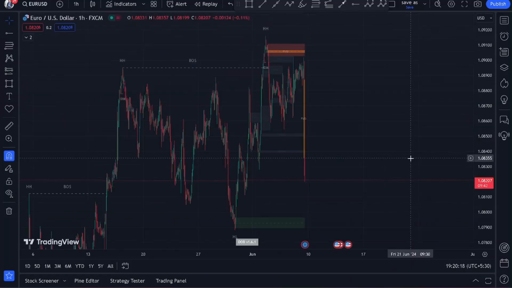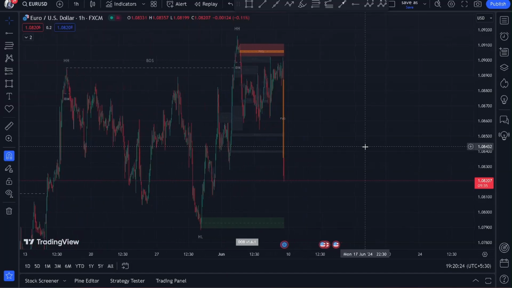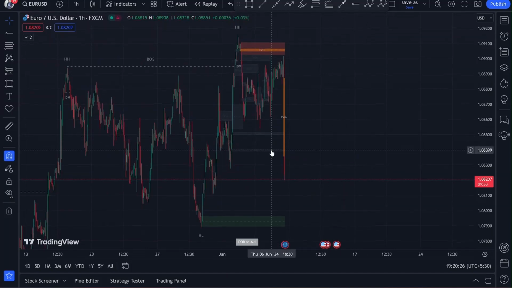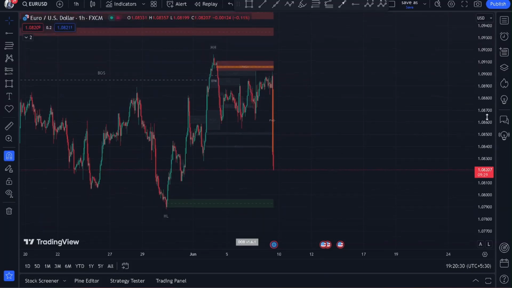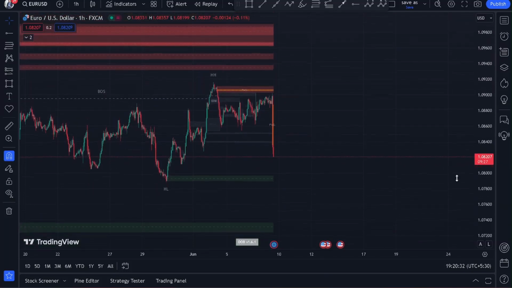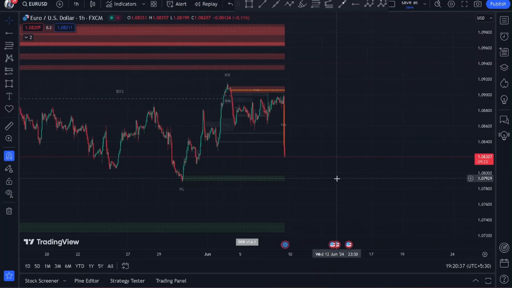EurUsd, again on the hourly chart, we can see got rejected from the order block upside, and now is currently following the downside, breaking some bullish fair values here and here, showing the clear direction that price has very strong bearish pressure to the downside, and I think this order block is not going to make it.